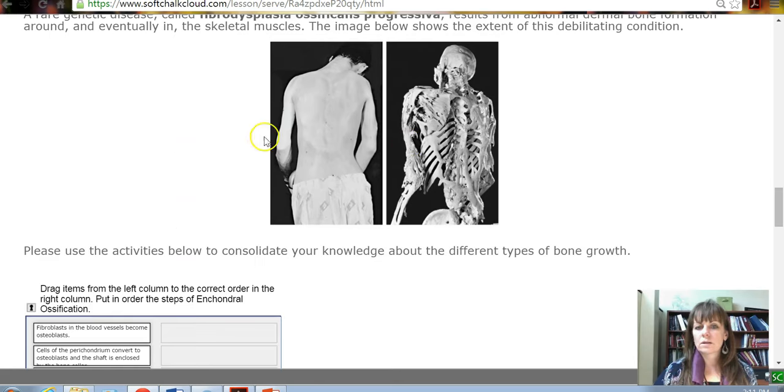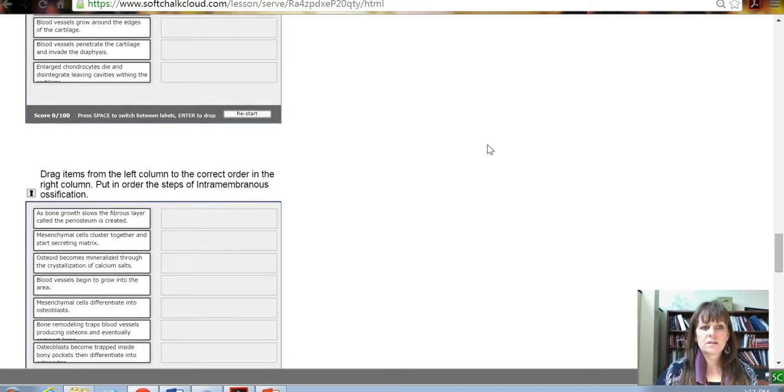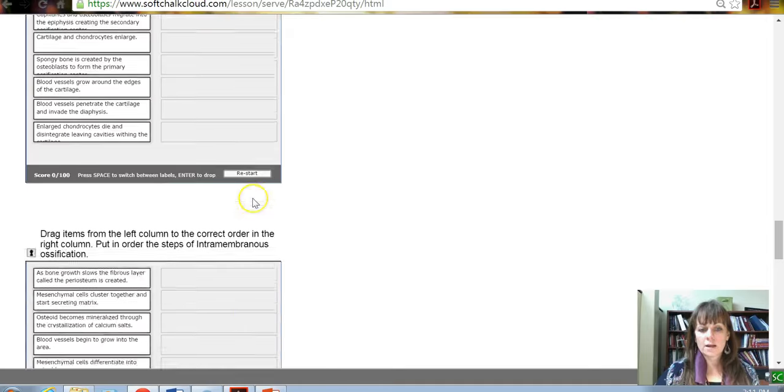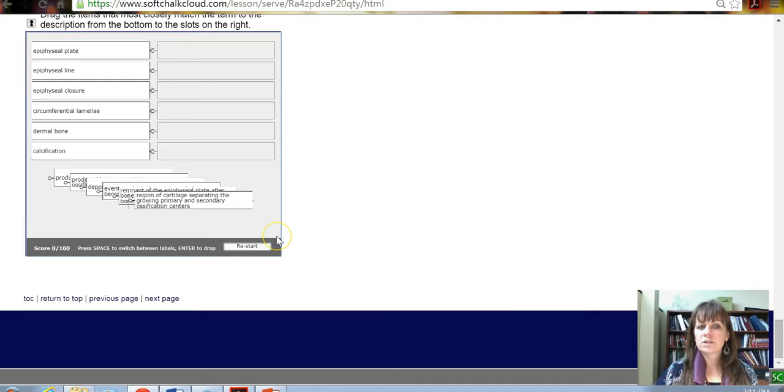This shows you what it looks like when bone growth continues in inappropriate ways. And here are some activities to help you both order the steps of ossification and understand what these different terms mean.